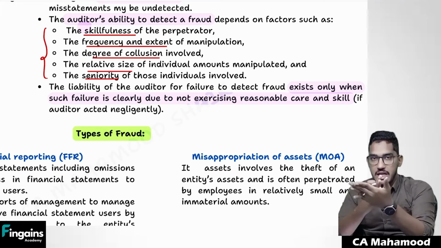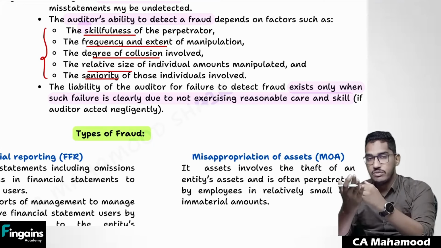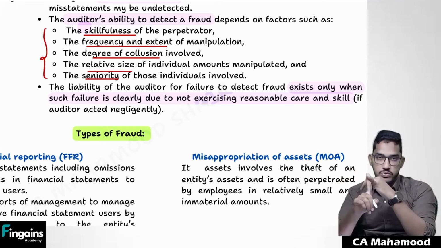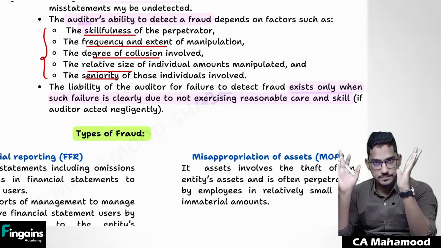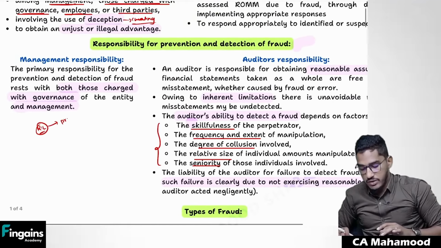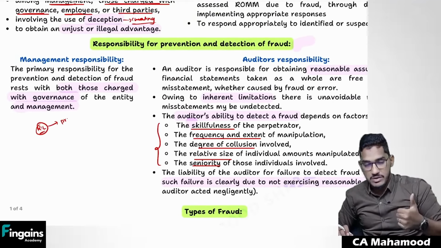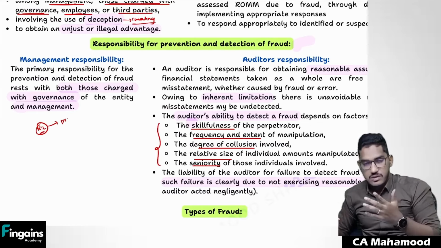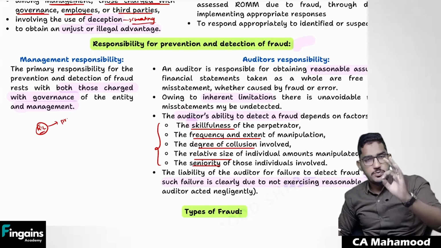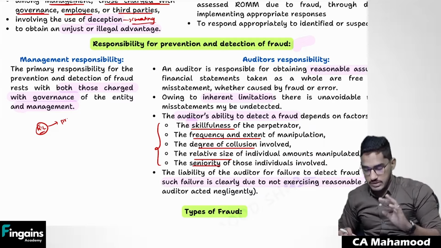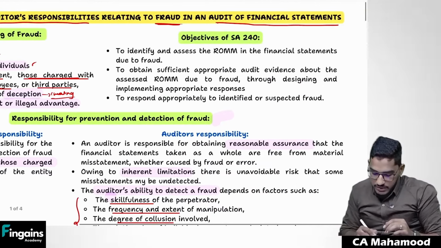Whether he did the work in a careful manner or he was negligent while doing the audit, whose responsibility is it to prove? It is always and always the auditor's responsibility to prove, using audit documentation. Clear? So this is regarding the prevention and detection of fraud responsibility. Number one, the primary responsibility is with management and those charged with governance. The summary of the auditor's responsibility is that the auditor will be held responsible only when he is unable to detect the fraud because of negligence.